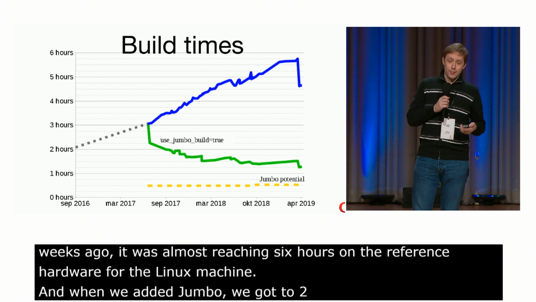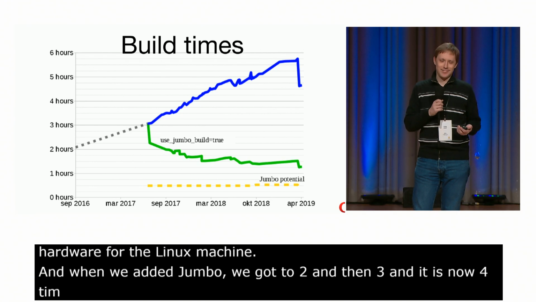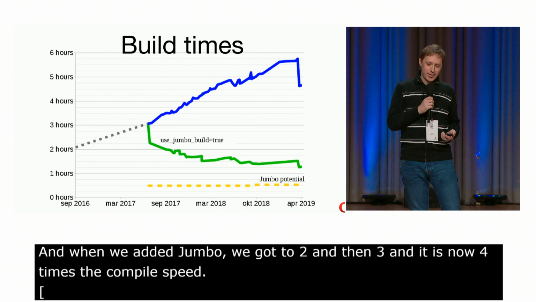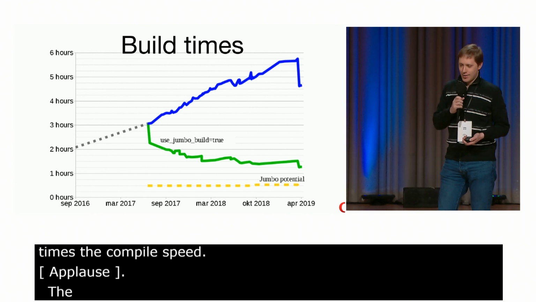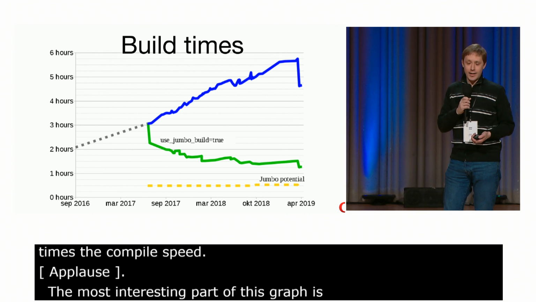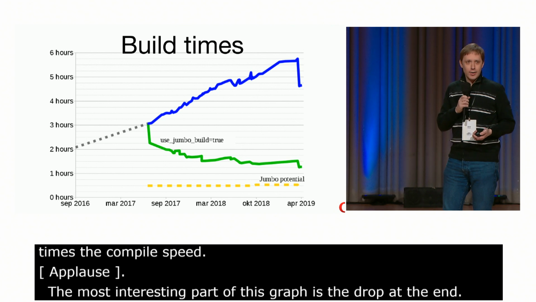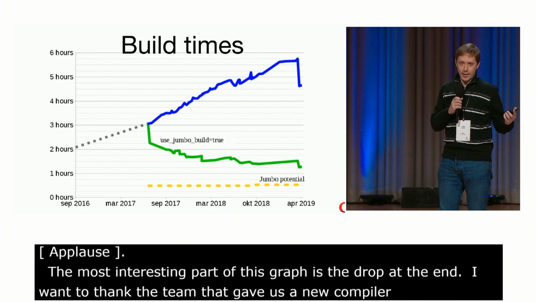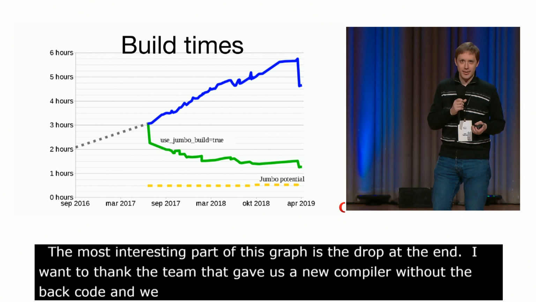But the most interesting part of this graph is maybe the drop at the end. Here I want to thank the Clang team, who gave us a new Clang compiler without the bug, and we have 20% faster compiles, both with and without Jumbo. So this is really good. Thank you, Clang team.